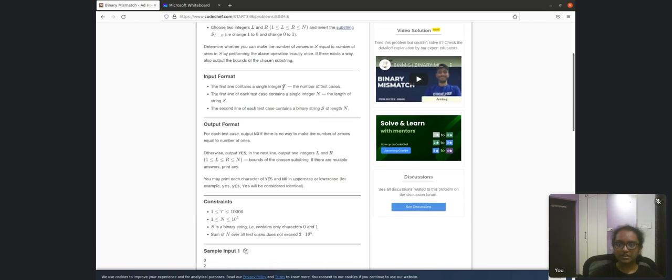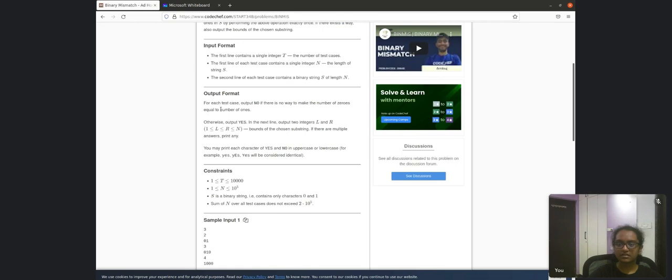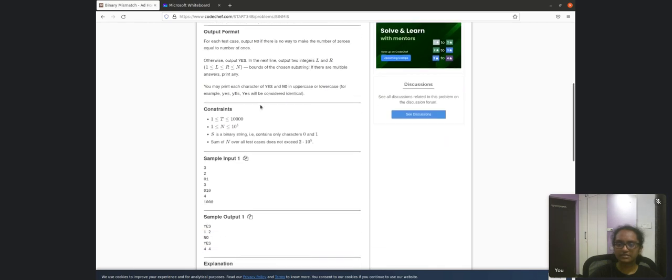So we're given the number of test cases, and for each test case we're given the length of the string, which is n, and the string itself, which is s. And for each test case we are outputting yes or no, and L and R if it is yes.